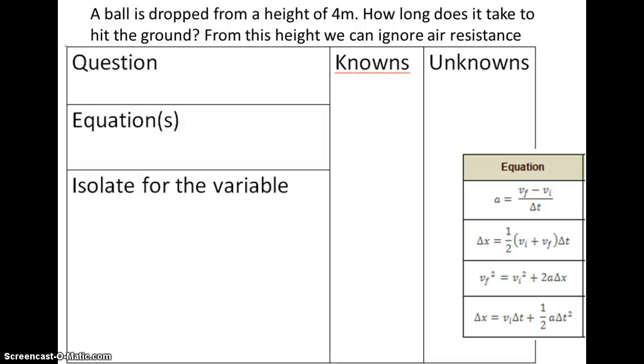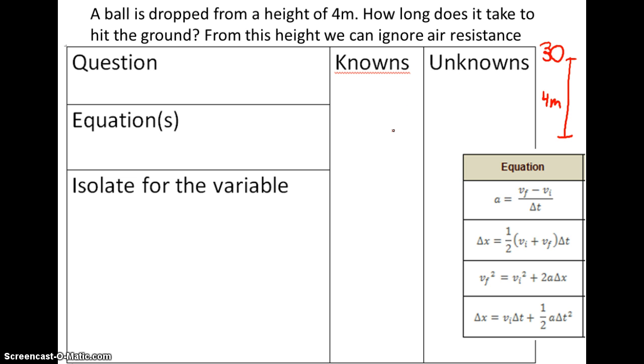For this question, a ball is dropped from a height of 4 meters. We want to know how long it takes for the ball to hit the ground. So, if we visualize the situation, we're dropping a ball, starting here, it's going down 4 meters.